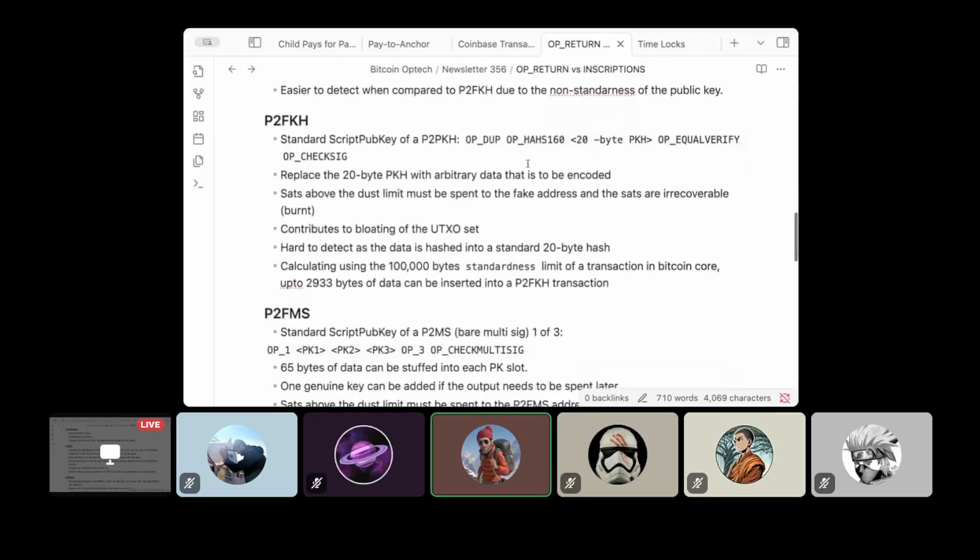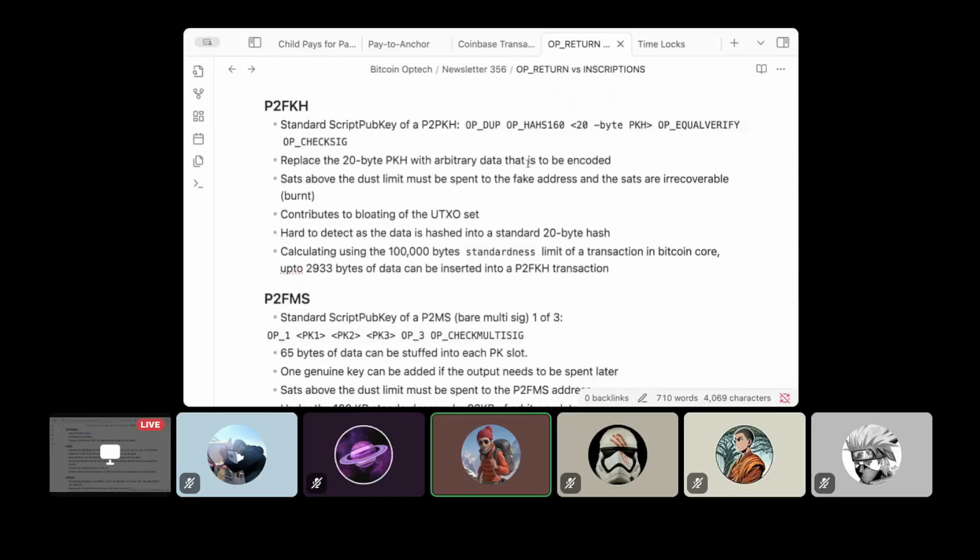Okay. The third one is pay to fake key hash. After the pay to public key, the pay to public key hash type of script evolved, and this is typically the standard script that is used to lock your Bitcoin. So you have this standard script, and here you have a 20 byte hash of your public key. In this type, you can replace this 20 byte public key hash with some arbitrary data that you want to store in the blockchain.